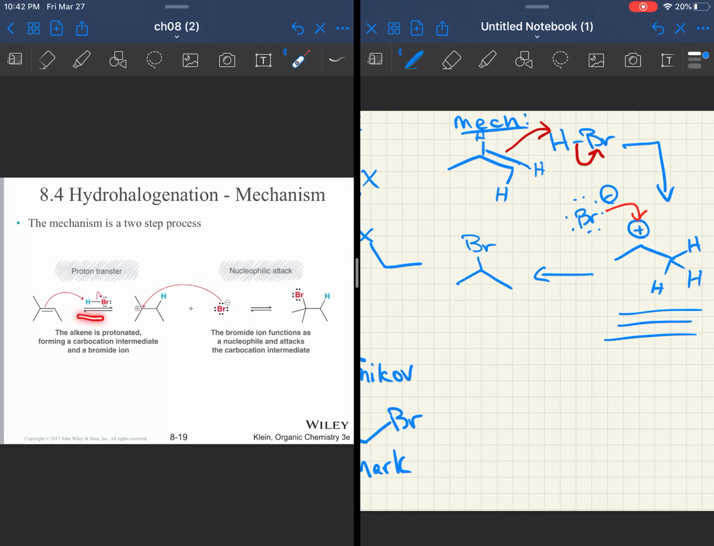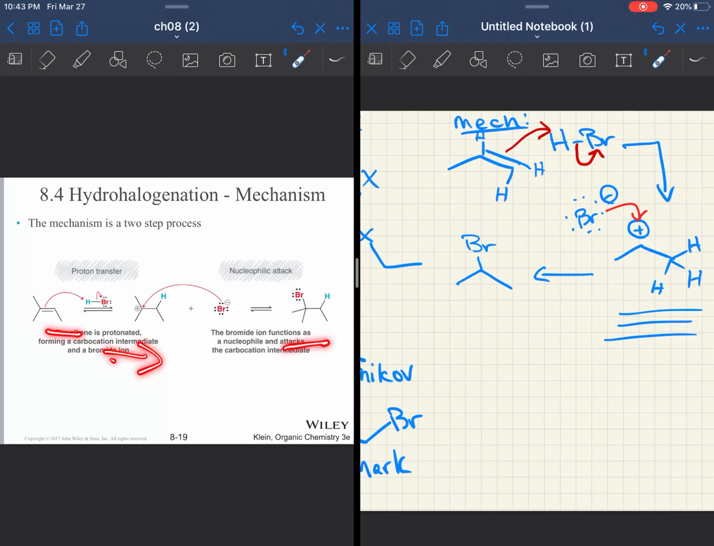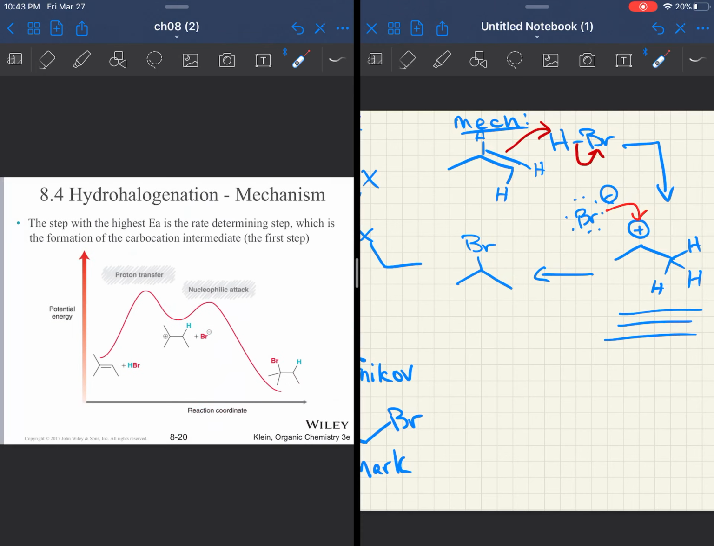Something I want to point out is a lot of our mechanisms will have equilibrium arrows. I don't care if you draw equilibrium arrows. You notice on the other side over here, I just draw forward arrows. It has to do with the kinetics and thermodynamics, and is this a reversible step? If I'm asking you for the mechanism to get from start to finish, I'm fine if you just draw arrows that are marching towards the finish.